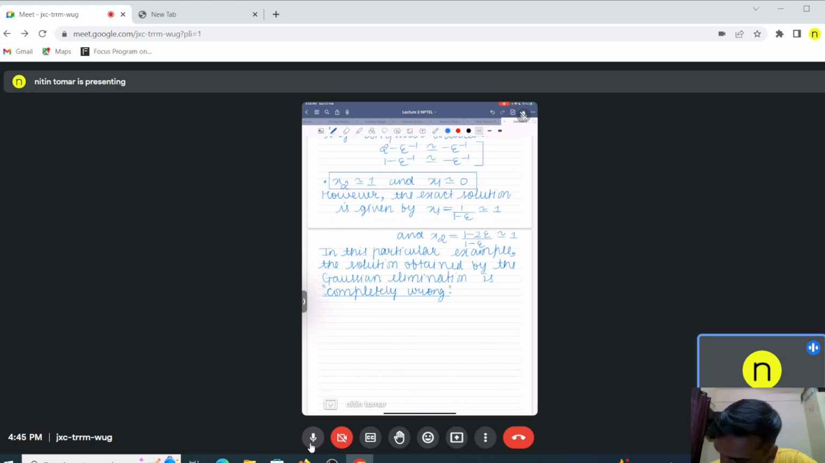If you want to understand this example better, you can choose your epsilon to be 10 power minus 3, and use 3 digit rounding. You will see, okay, 3 digit rounding, correct?